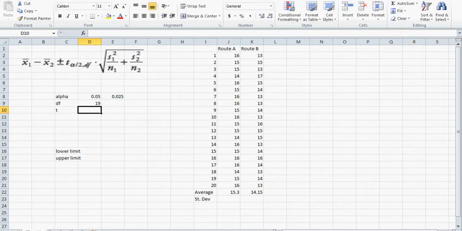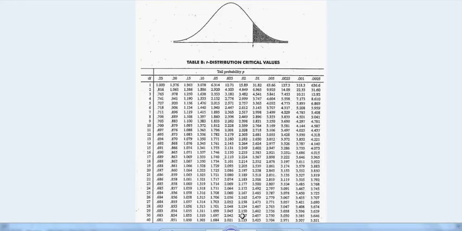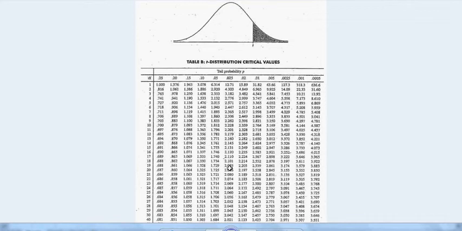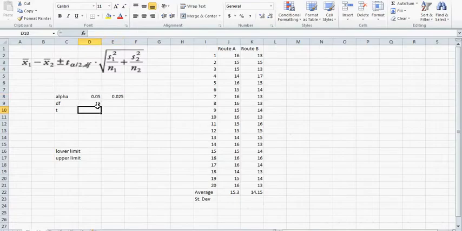And then we go back to the chart. So we have 19 degrees of freedom and 0.025 for our tail probability. So for degrees of freedom, we go all the way down here to 19. Then we go over, and we want to keep going until we get this tail probability of 0.025. And then we take that value, which is 2.093, and we write that down.